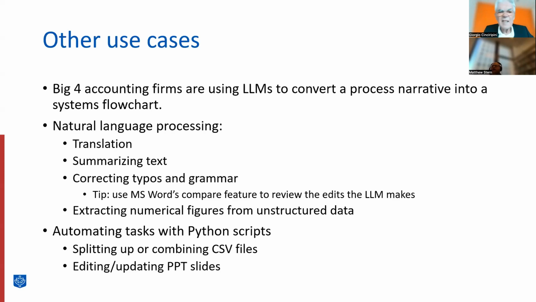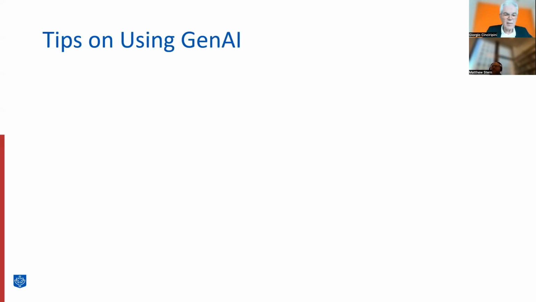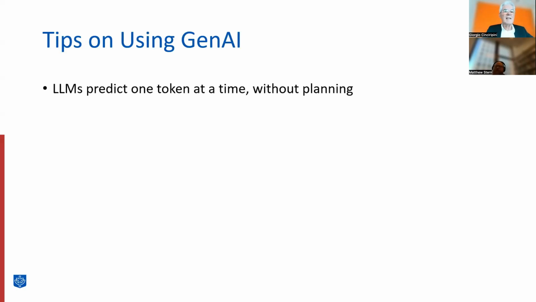Okay, so I'll finish with some tips on using Gen AI. I've already kind of sprinkled these throughout the presentation, but I'll go through them systematically. So what you have to know about LLMs is they predict one token at a time without planning. So the corollary here is that you as the user have to do the planning. You can't expect it to be thinking ahead because it's only thinking one step at a time.